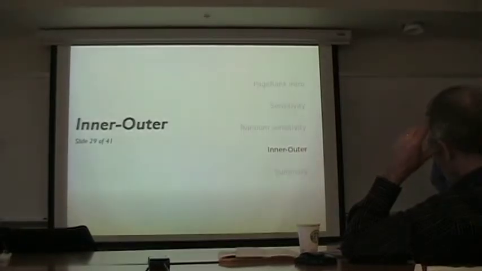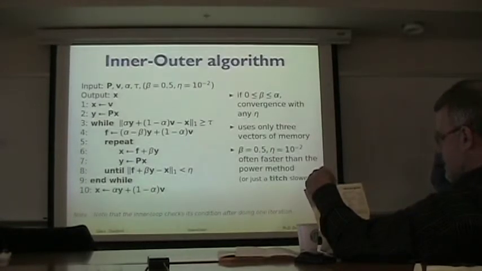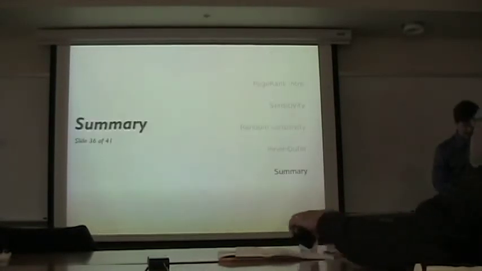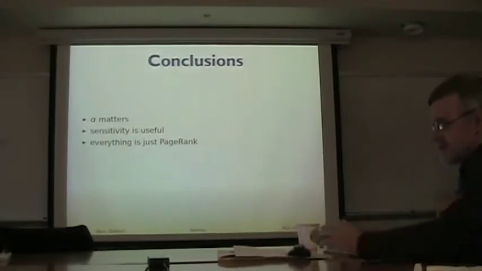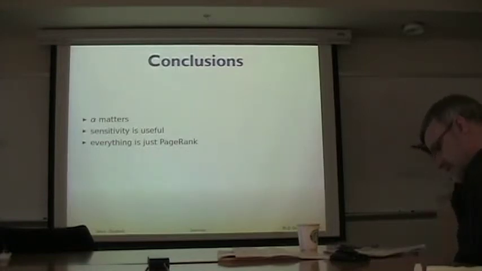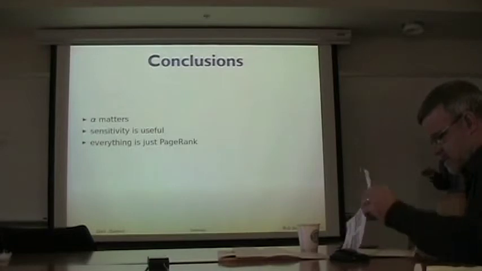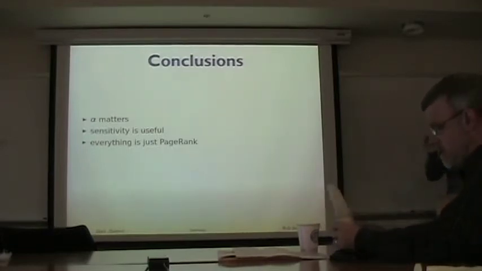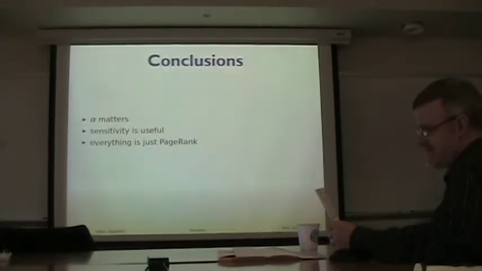And with that, I'm going to skip the inner-outer stuff because I believe I'm already out of time. And a quick summary. So the first thing we saw is that alpha matters. The next thing we saw is that sensitivity is just useful. The algorithms we use, both for the derivative and for the Gaussian quadrature, are just PageRank algorithms. And the inner-outer method, in one sentence, is that you can solve PageRank using itself. So the conclusion after that, everything is just PageRank in the world, it seems.